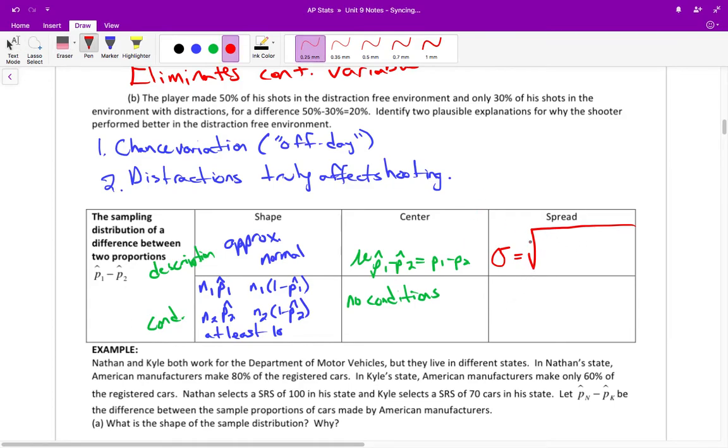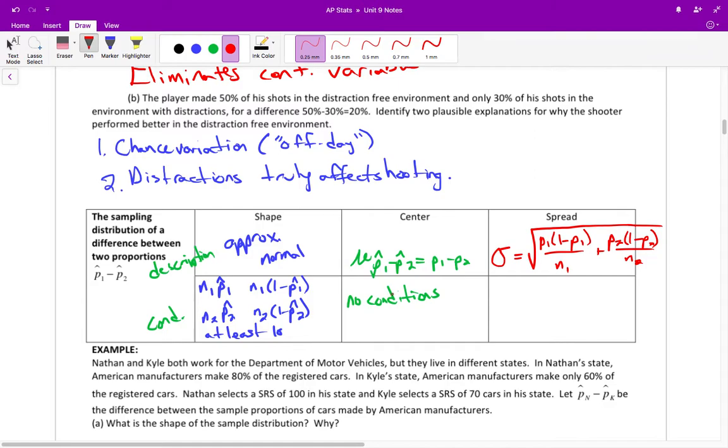So you need to take your P1 multiplied by 1 minus P1 over N1, plus P2 multiplied by 1 minus P2 all over N2. And all of this is underneath the square root. So for the standard deviation of your spread, here that is.